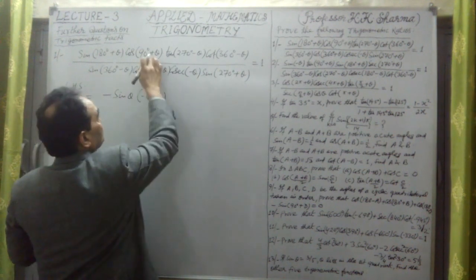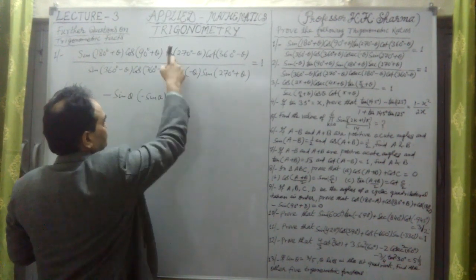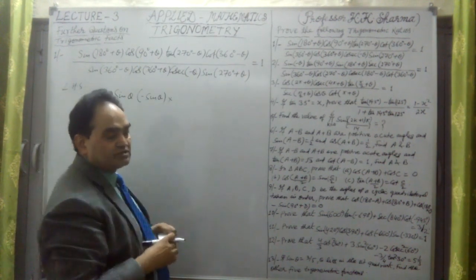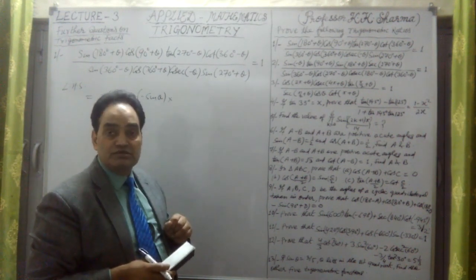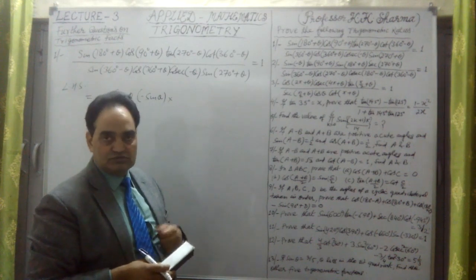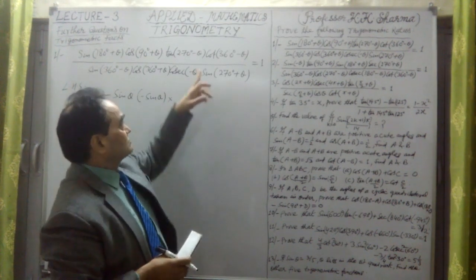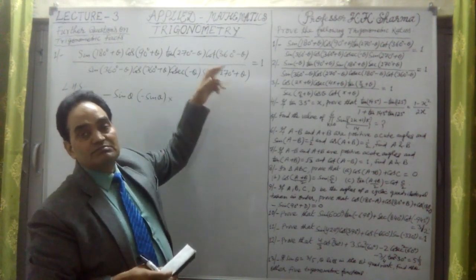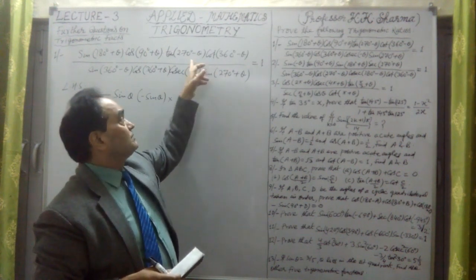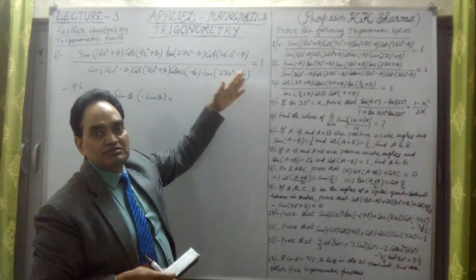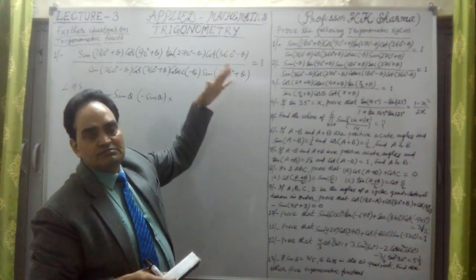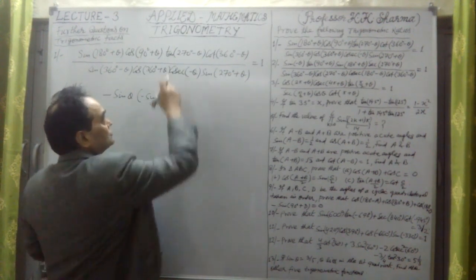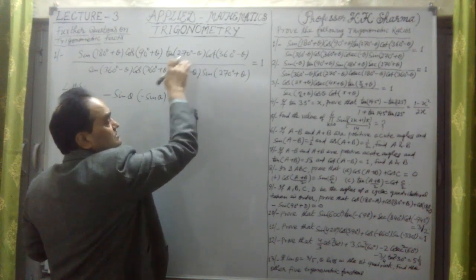Multiplication of minus sine theta into tan 270 degree minus theta. Tan 270 degree minus theta means third quadrant. In the third quadrant, tan is positive. But it is 270 degree, a multiple of 90 degree, 3 pi by 2. 3 pi by 2 minus theta or 3 pi by 2 plus theta means tan becomes cot, cot becomes tan. In that way, tan 270 degree minus theta is in the third quadrant.